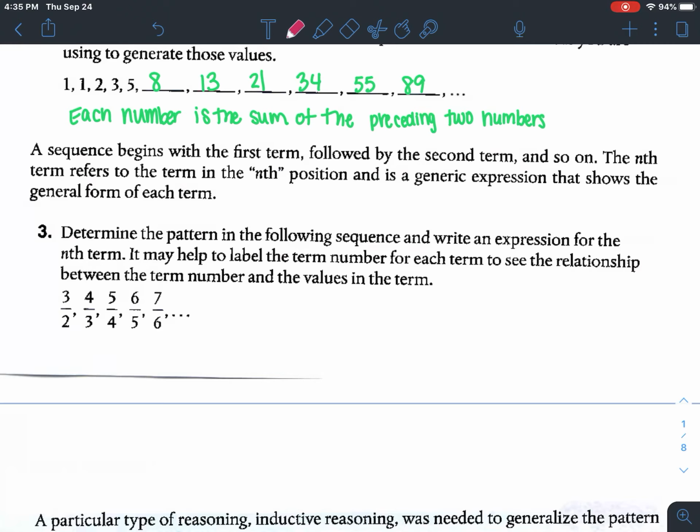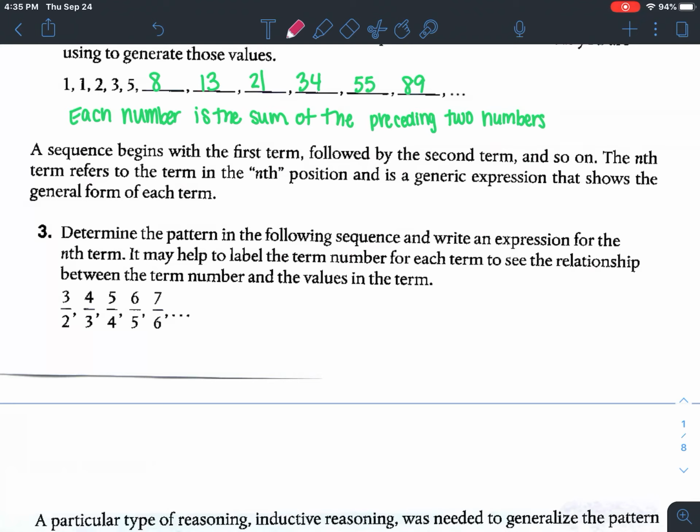A sequence begins with the first term, followed by the second term, and then the third term, and the fourth term, and so on. The nth term refers to the term in the nth position. So we don't know where it is in the sequence, but it's some future value, and we're just using n to represent that value. Kind of like x is an unknown. Now we're just using n. Why? I don't know. And it is a generic expression that shows the general form for each term.